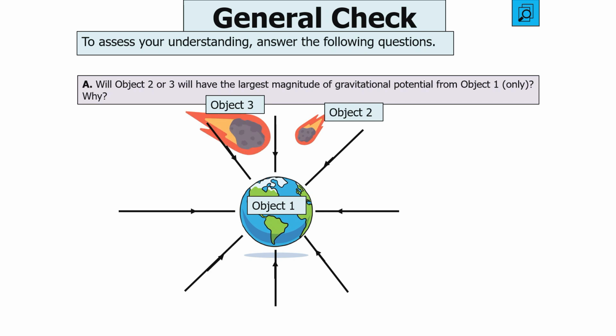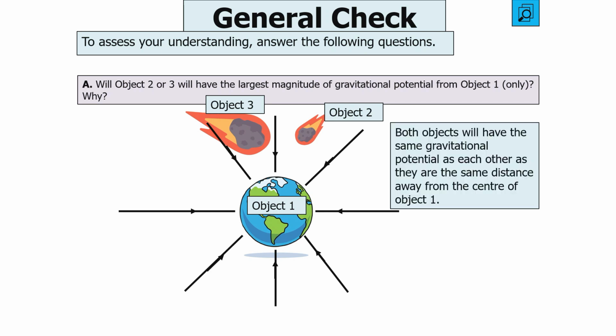Will object 2 or object 3 have the greatest magnitude of gravitational potential from object 1 only, and why? Well, both objects will have the same gravitational potential as each other, as they're the same distance away from the centre of object 1.